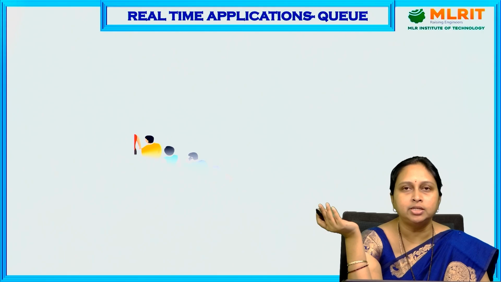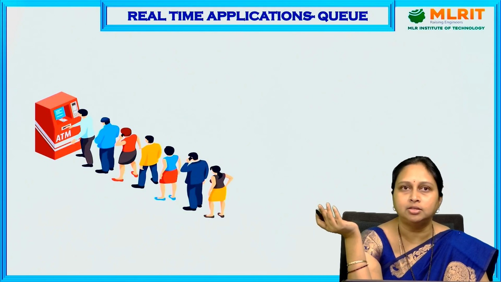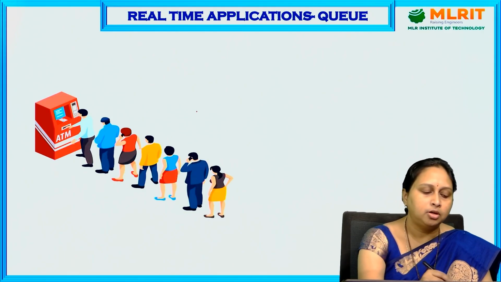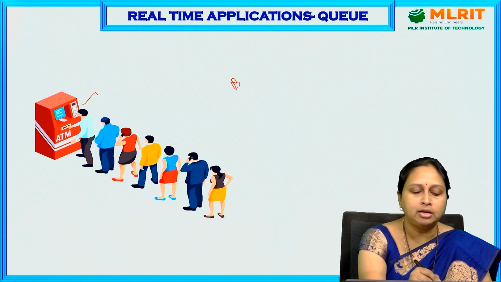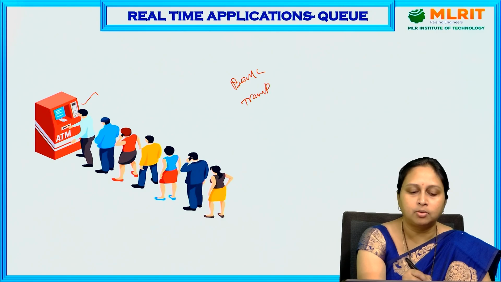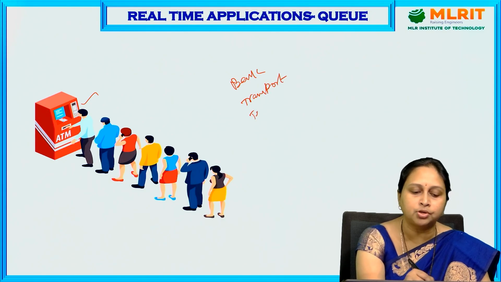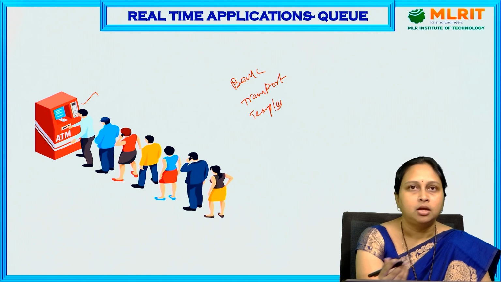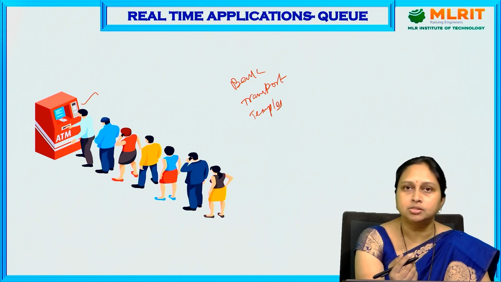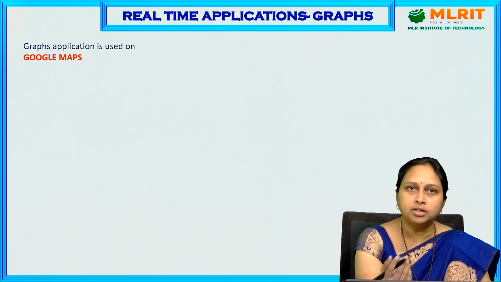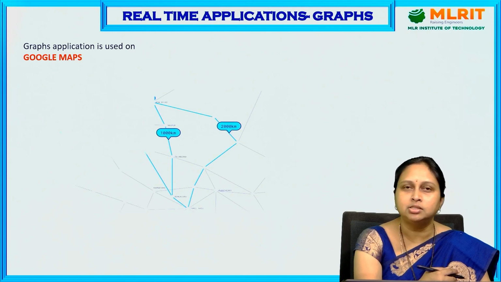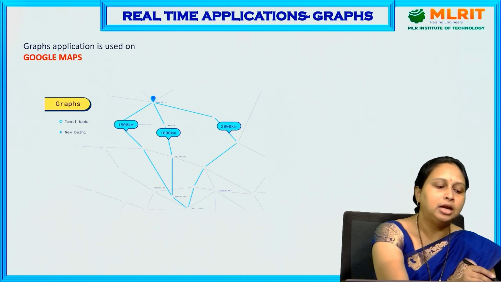And the next one is queue. You will find this in ATMs, or in any bank or any transport. For boarding the bus, they may be using queue lines, or in temples also you can see it, right? In all these places, you are going to see this queue concept. And the other one where you are going to see this is graphs. Graphs is one more real-time example.